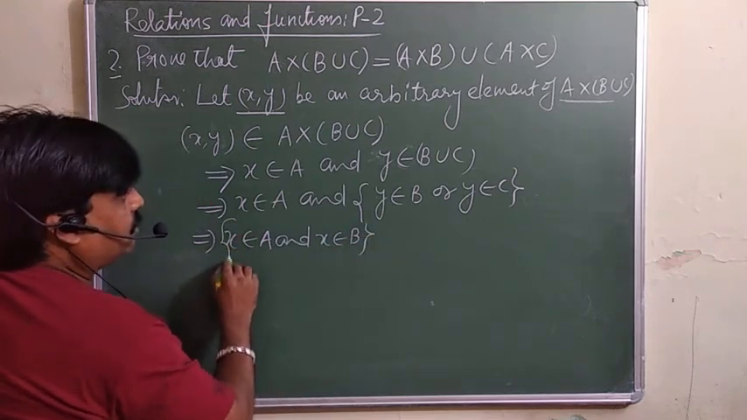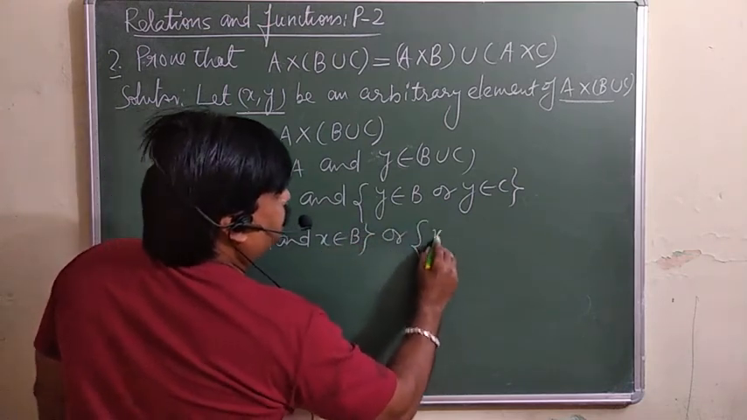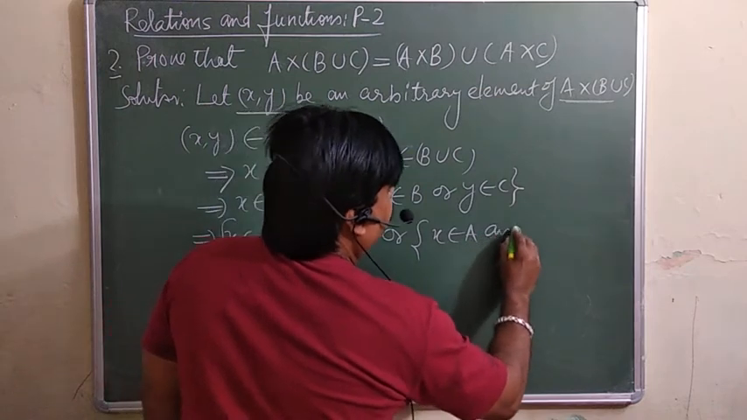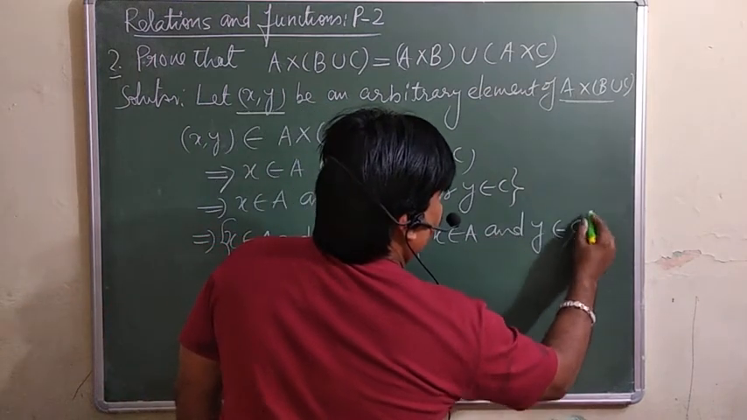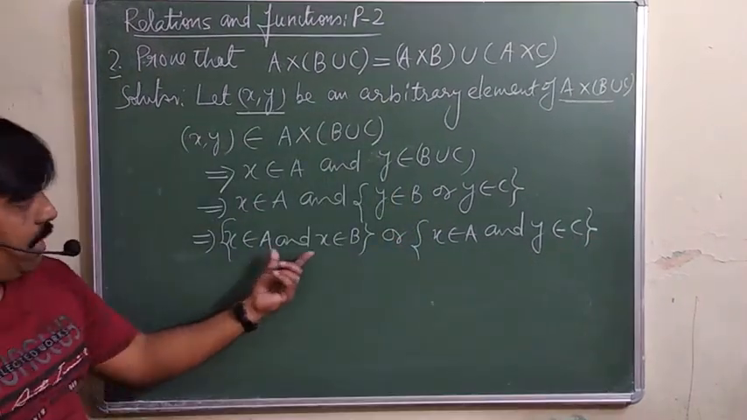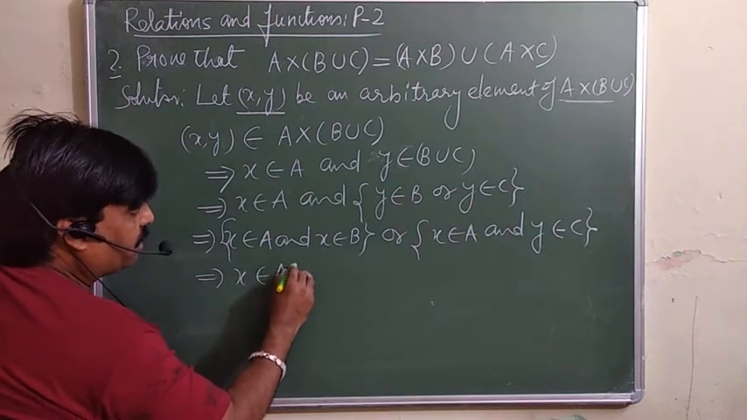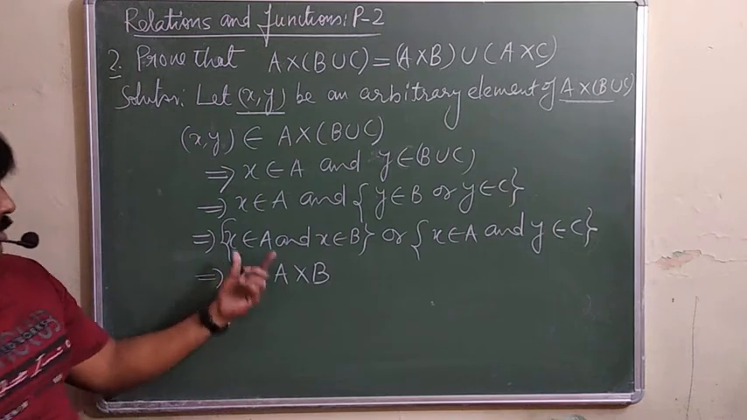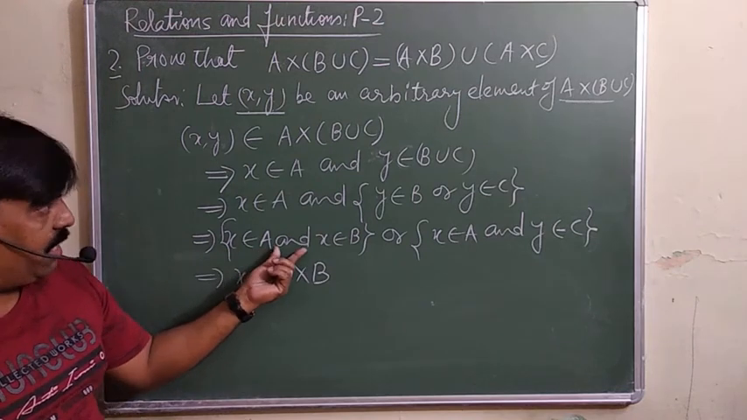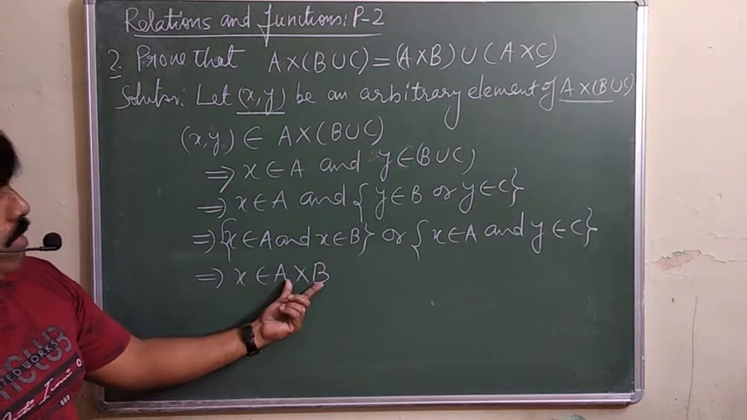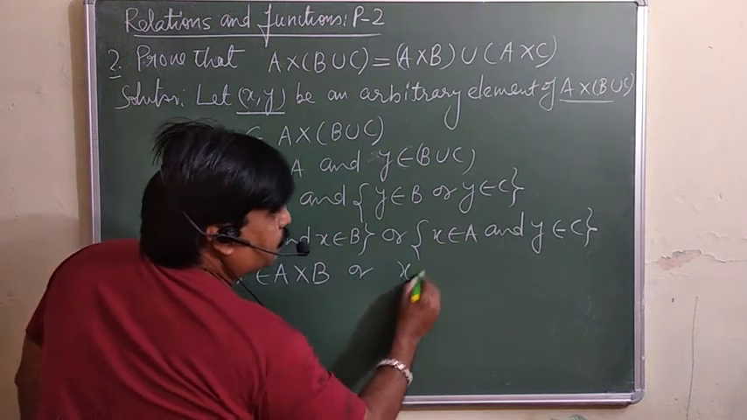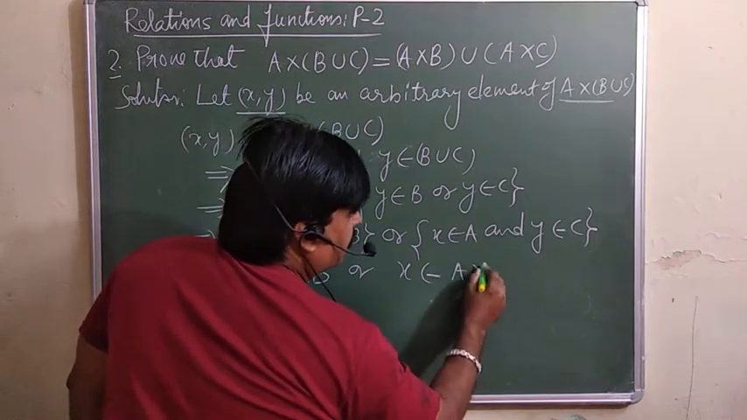This is 1, or x belongs to A and y belongs to C here. So if x belongs to A and x belongs to B, it means what? x belongs to A intersection B, because x belongs to A and x belongs to B means x belongs to A intersection B, or x belongs to A intersection C.